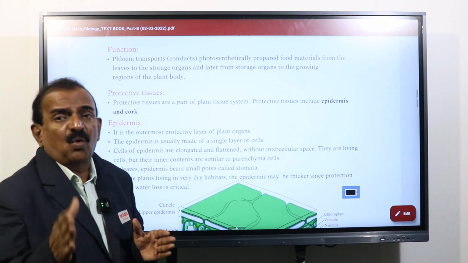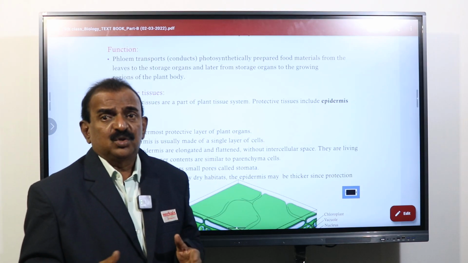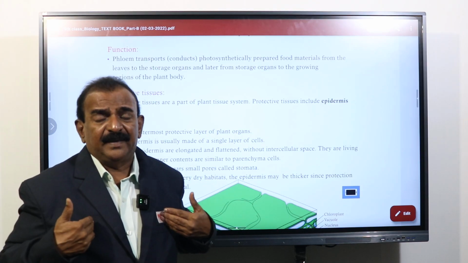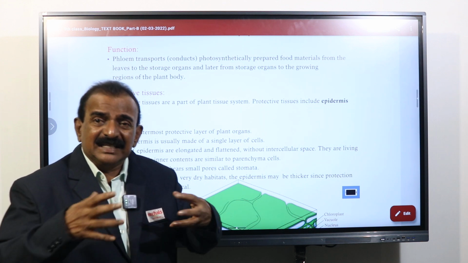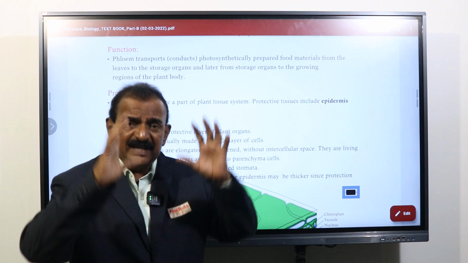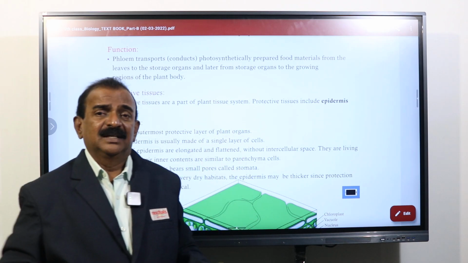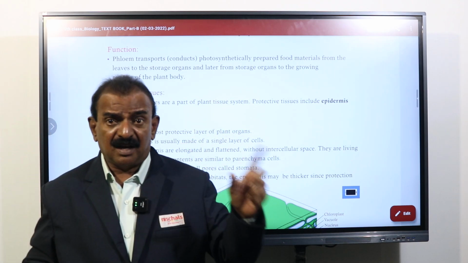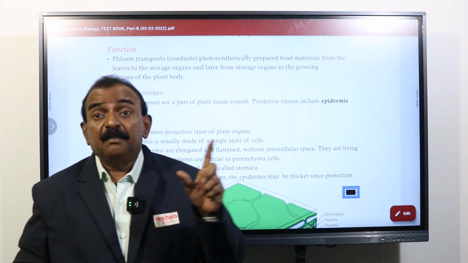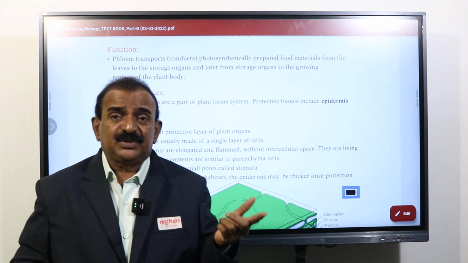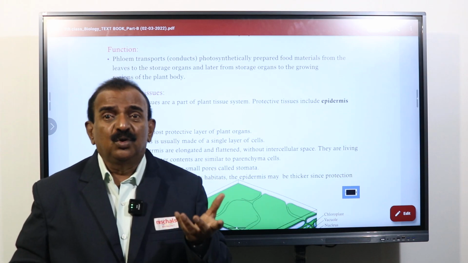You need to know what the plant organs are. We have different organs in our body: brain, heart, lungs, kidneys. In the same way, a plant also has different parts, different organs. They are roots, stem, branches, leaves, flowers, and fruits.